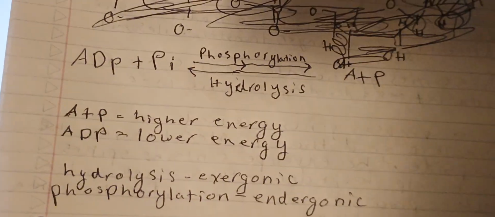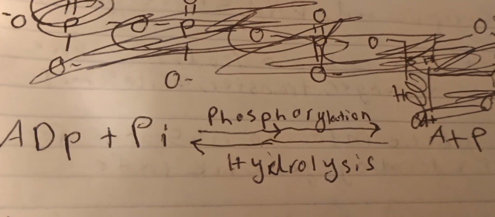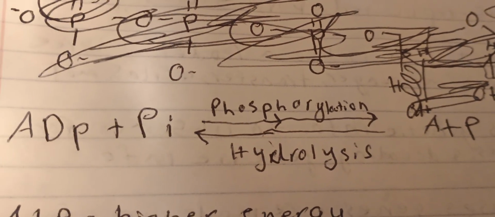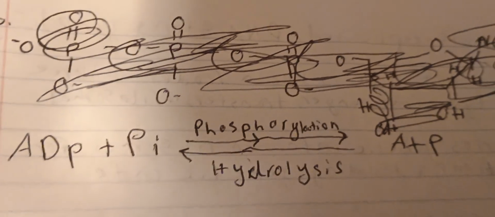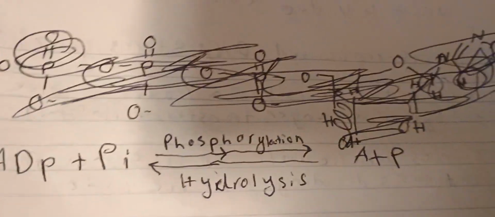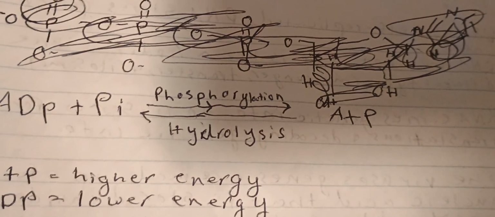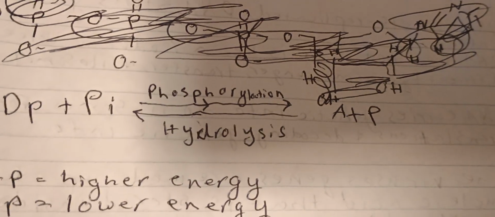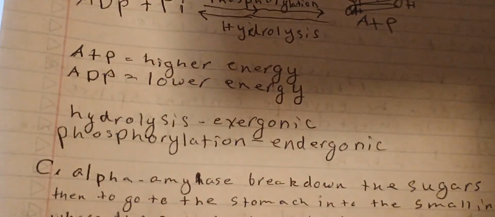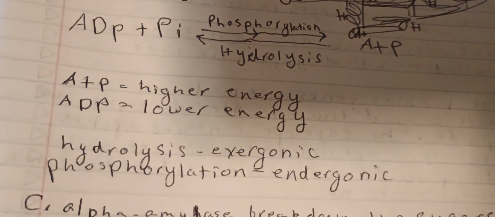3B, here is the chemical equation for ATP. ADP plus Pi equals phosphorylation and hydrolysis of ATP. The ATP is a higher energy, and then ADP is a lower energy. The hydrolysis is exergonic, and the phosphorylation is endergonic.